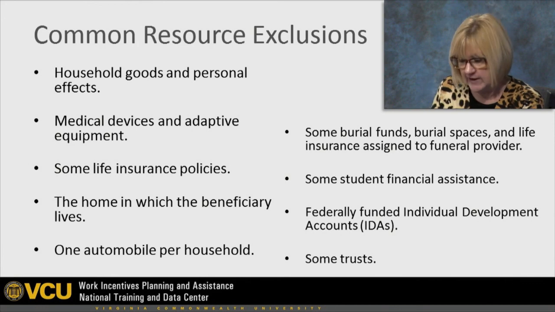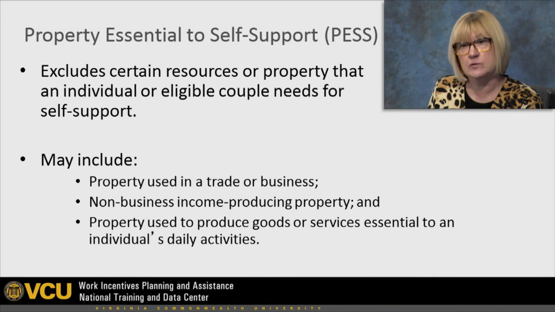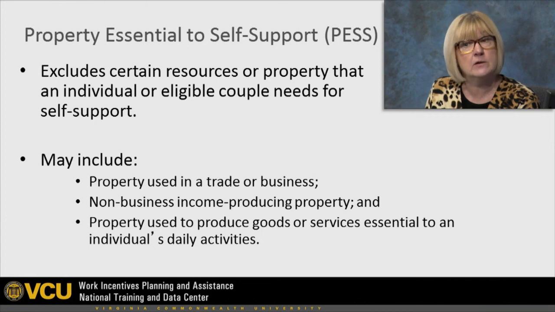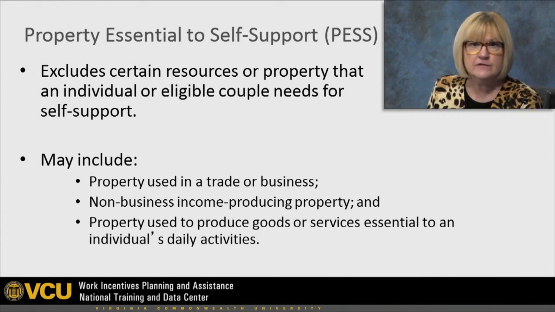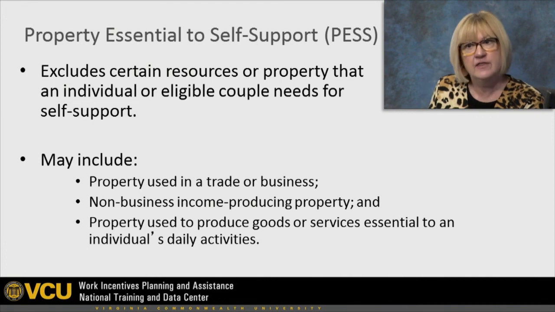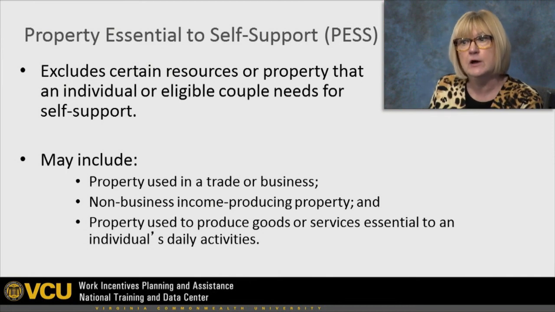So a really important resource exclusion that is kind of uncommon is called Property Essential to Self-Support, or PES. And this is really kind of a work incentive. This is a resource exclusion that allows SSI recipients to exclude, or have Social Security exclude, resources or property that an individual needs for self-support.